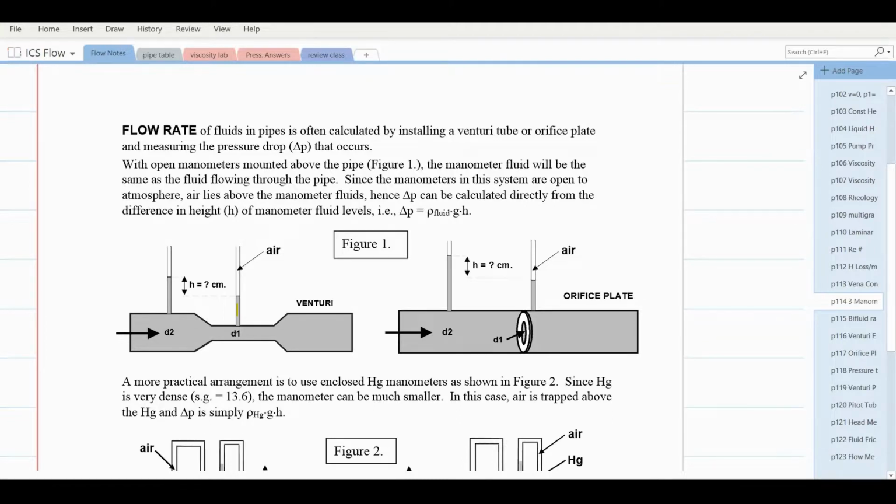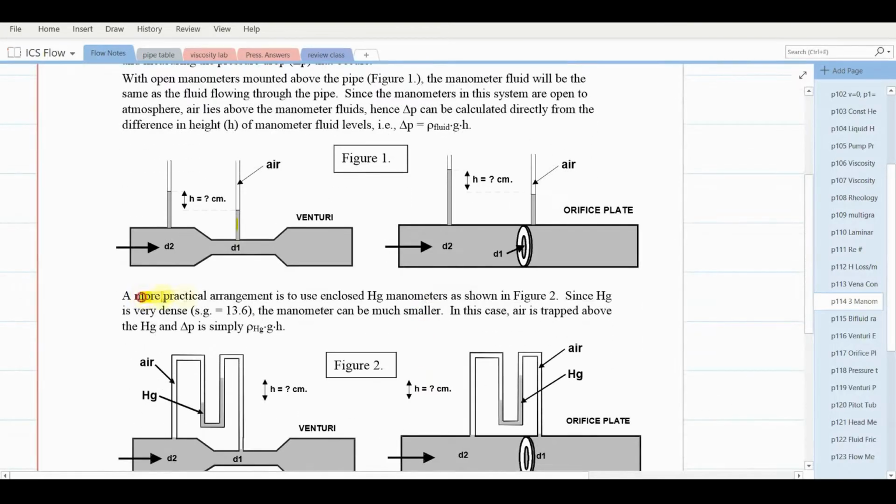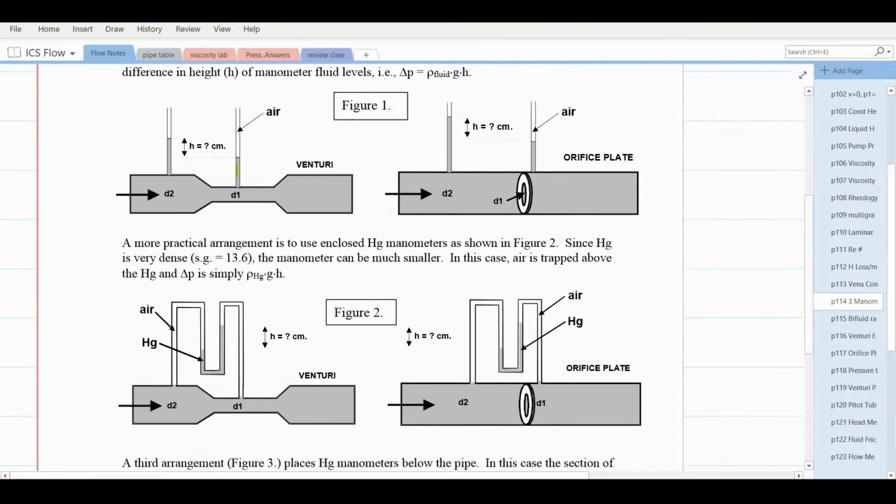Now, in the first case that we're seeing, these manometers sit immediately above the pipe. And so whatever process fluid is running through the pipe is the same fluid that's in the manometer. Could be water, could be oil, some other liquid. The disadvantage of this type of manometer setup is that the manometer tubes might have to be very high, very long, tall. A more practical arrangement would substitute mercury as the manometer fluid. Mercury, being 13.6 times denser than water, would require much smaller manometer tubes to accomplish the same thing.